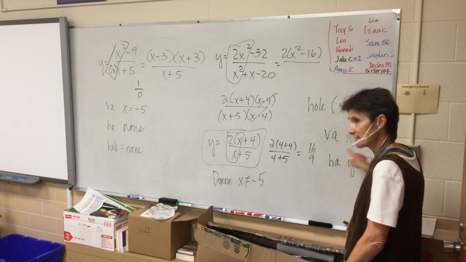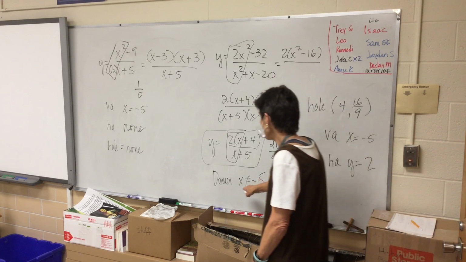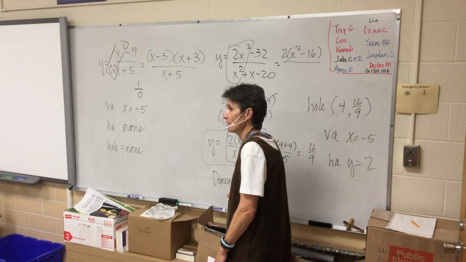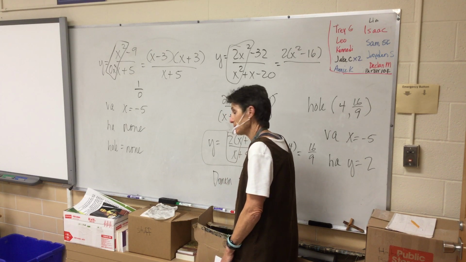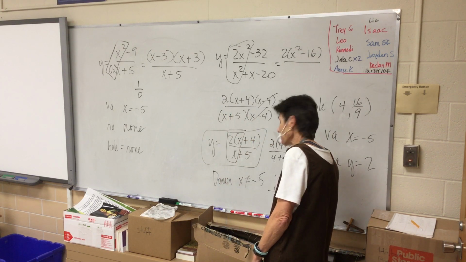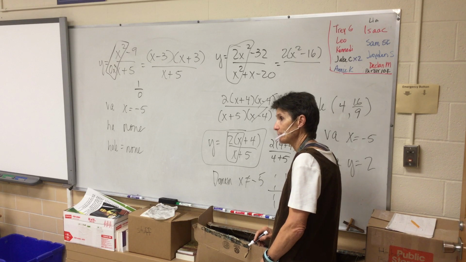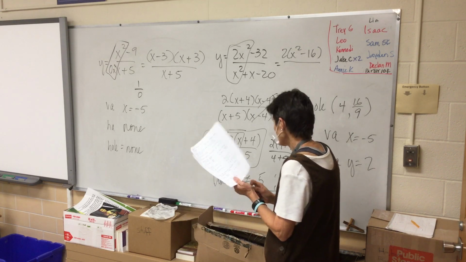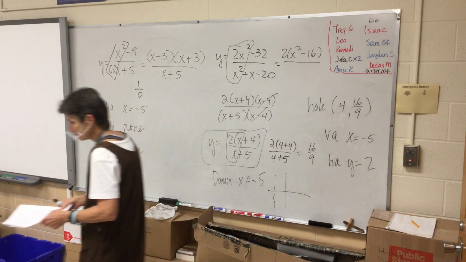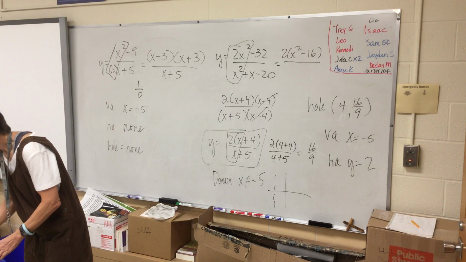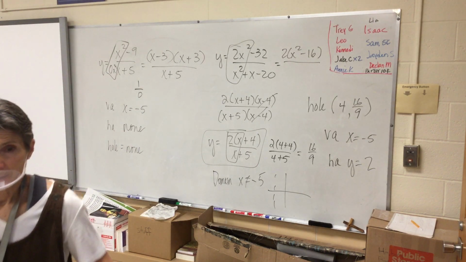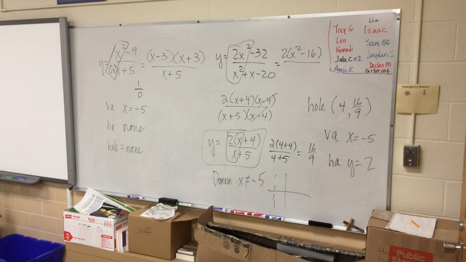Okay, so you treat it the same way. Just for domain, you're saying, okay, in the picture, I'm not going to have any values at -5. Well, of course you're not, because you're going to have an asymptote at -5. Okay? Those numbers are the same. All right? Okay, so let's pause.